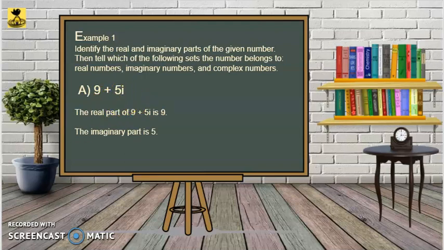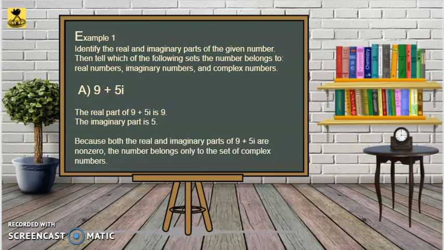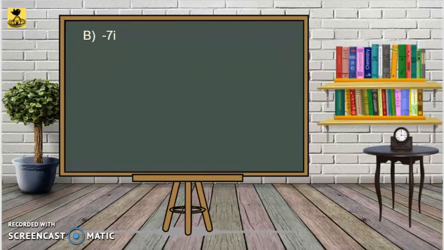Okay, so what does 9 plus 5i belong to? Which set of numbers? Because both the real and imaginary parts of 9 plus 5i are non-zero, the number belongs only to the set of complex numbers.